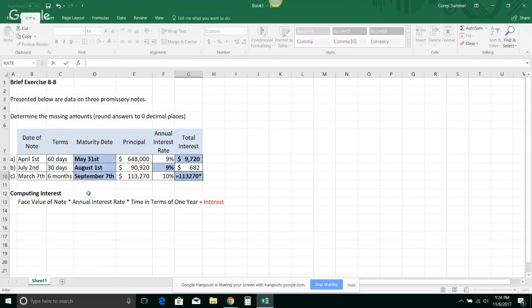Then we're going to multiply it times 0.1, and then we're going to multiply it by the time in terms of 1 year. Now we need to remember this is in months, so we're not going to use days. So we have 6 months divided by 12 months, and we want to close that bracket. And that's going to give us a total interest of $5,664.